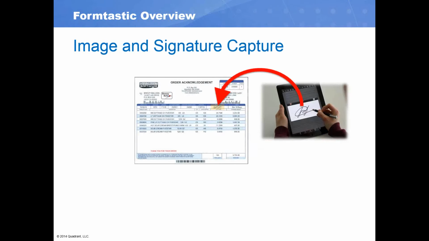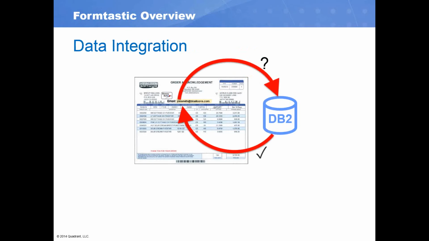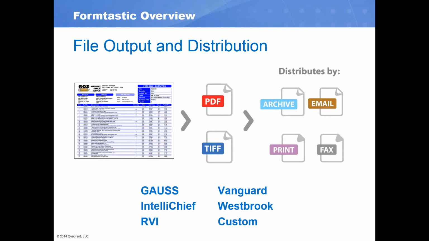Formtastic can integrate with standard and untethered signature capture devices, which it then automatically merges the image back into the form before it saves it, prints it, or distributes it. You can set up Formtastic to automatically retrieve additional data in DB2 that the form or document may be missing. Formtastic can take the final document and output to PDF or TIFF format. Then it can automatically print, email, or archive in a simple directory or file it away in your document management system.